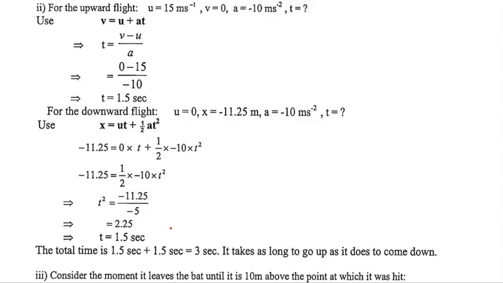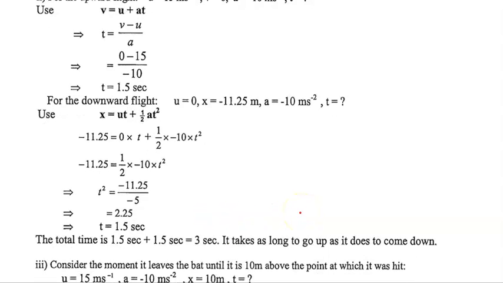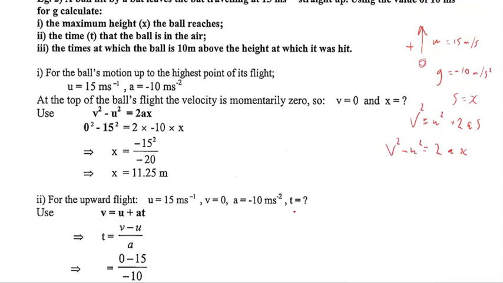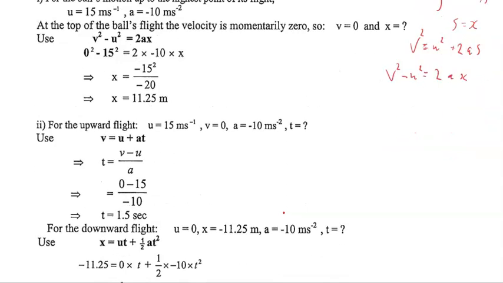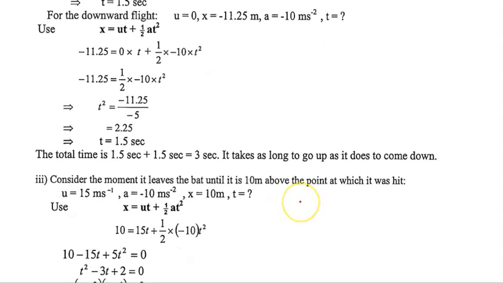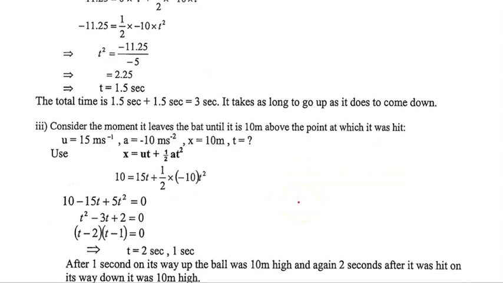So the total time of flight to go up and down is now 3 seconds. Now, part 3. What was part 3? We wanted the times at which the ball is 10 meters above the height at which it was hit. At what times t is that ball at the 10-meter height?